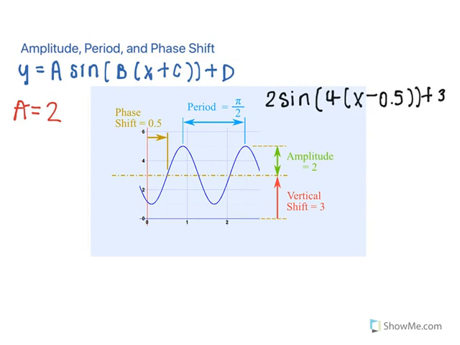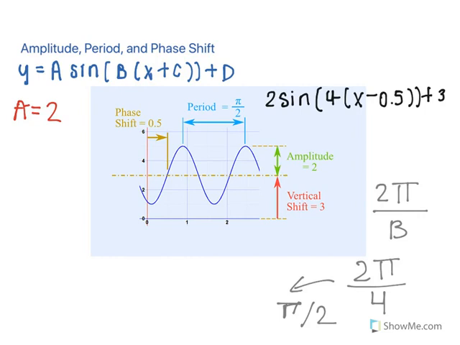Next, our period would be 2 pi over b. So we can write this as 2 pi over 4, as that's our b, and that would simplify to pi over 2. And just to let you know, we got this 4 from our b.